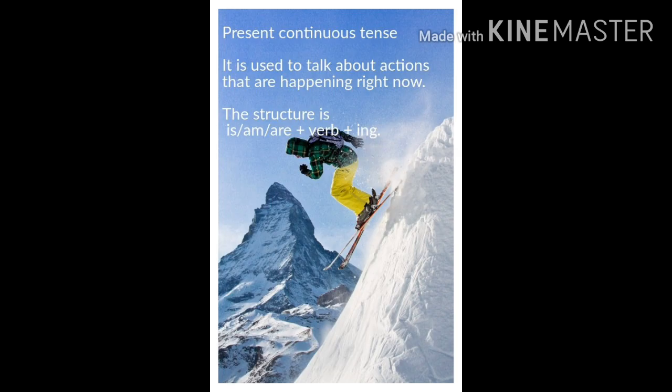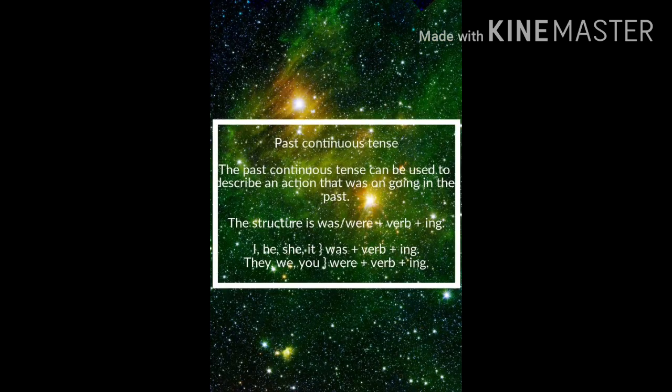Okay children, now let's recall what we learnt. Today we learnt about present continuous tense, past continuous tense and future continuous tense. Present continuous tense is used to talk about actions that are happening right now. The structure is am, is, or are plus verb plus ing. Next, past continuous tense. Past continuous can be used to describe an action that was going on in the past. The structure is was or were plus verb plus ing.